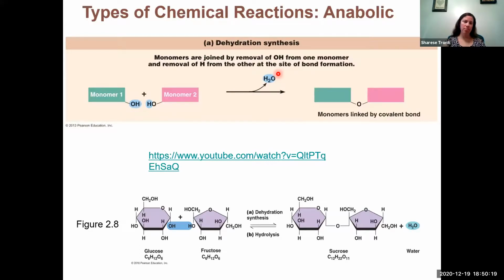And what actually happens is on these monomers of organic compounds, we typically are going to see these OH groups here. And so we're going to remove one OH from one monomer and an H from the other. H plus OH makes H2O, that's water. Remove that, and then we're going to link those two monomers by two covalent bonds to the oxygen in the middle. That's dehydration synthesis.